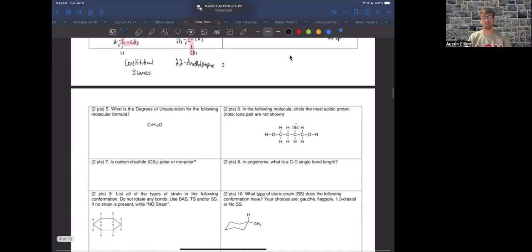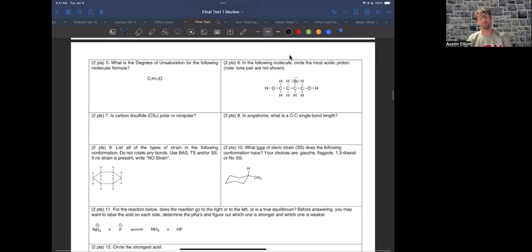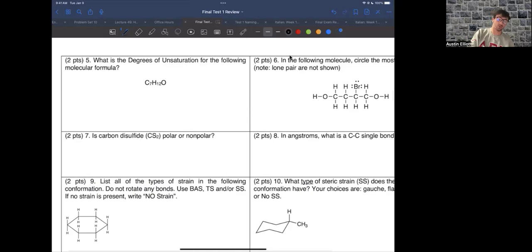Moving on to the general knowledge page. This page is usually where people struggle the most on the test. It's some of the more niche things in the class, some things that require a little bit more memorization to do. But for degrees of unsaturation, it's number of C's minus 1/2 H, and then I think minus one half halogens plus one half nitrogens. But for this semester, I think you only need to worry about the carbons and the hydrogens.